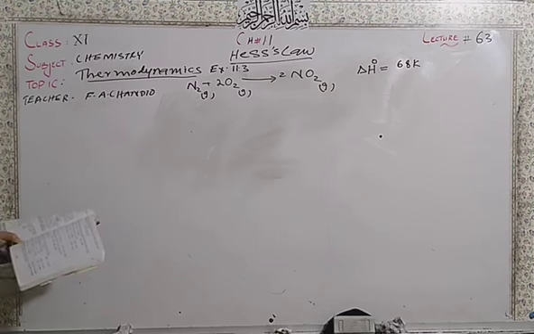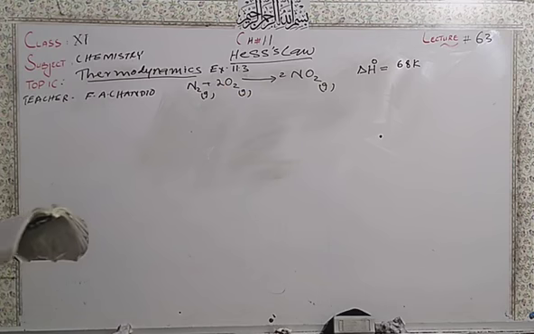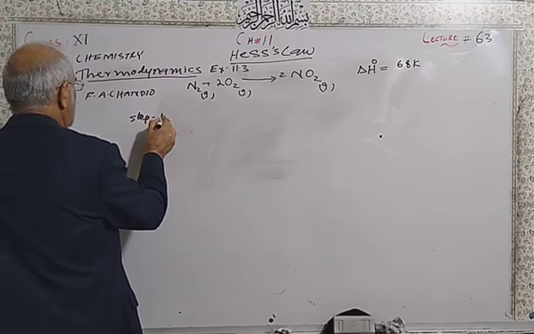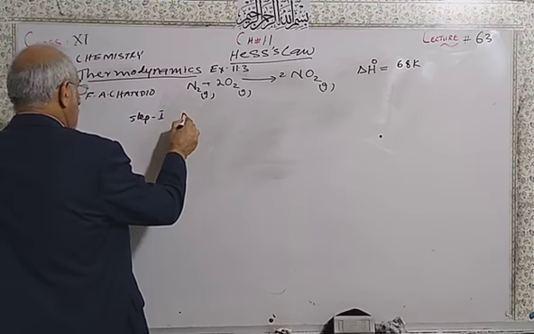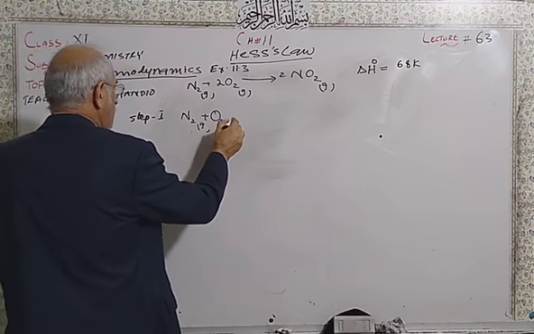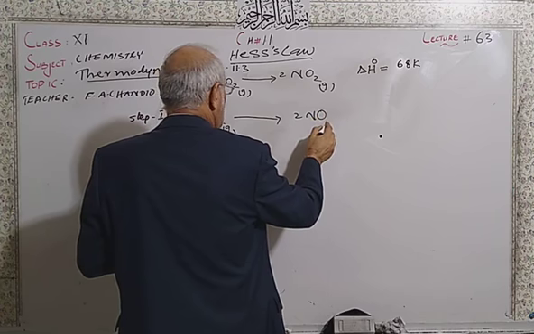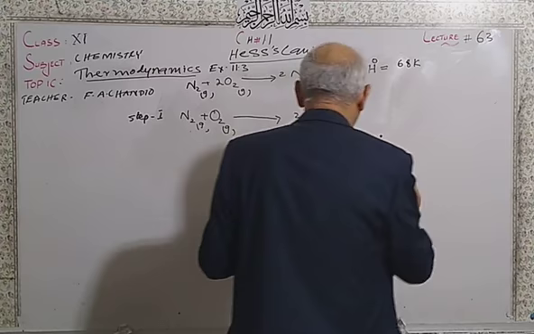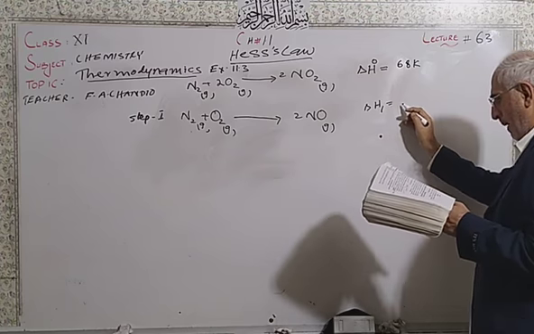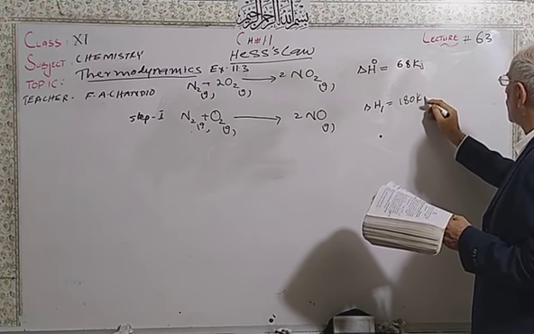According to Hess's law, if this same chemical reaction completes in more than one step: step number 1, nitrogen gas and oxygen gas in limited amount first form nitric oxide, or nitrogen monoxide, with delta H of 180 kilojoules.